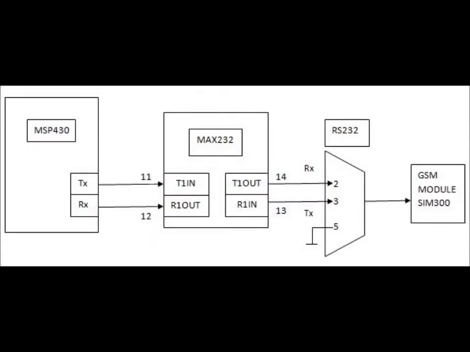The GSM module, in this case the SIM300, sends an SMS to the fire department alerting them of a possibility of fire and giving them details about the location. The IC MAX232 is then used to interface it with the MSP. Let's now take a look at a video demonstration of our project.